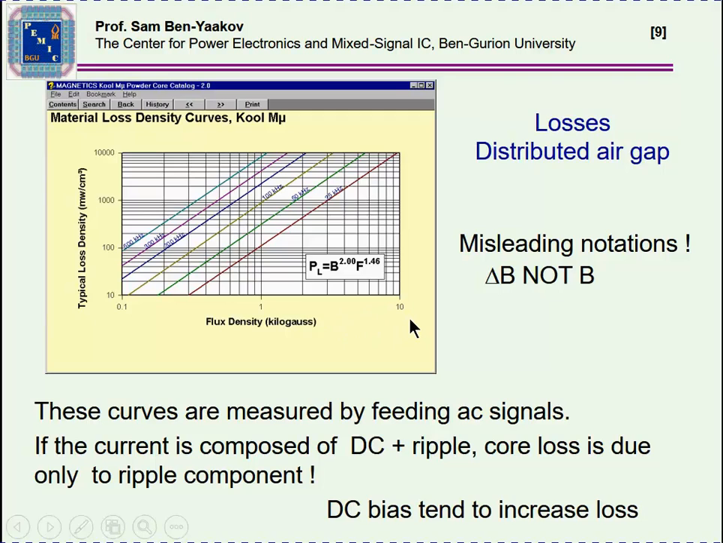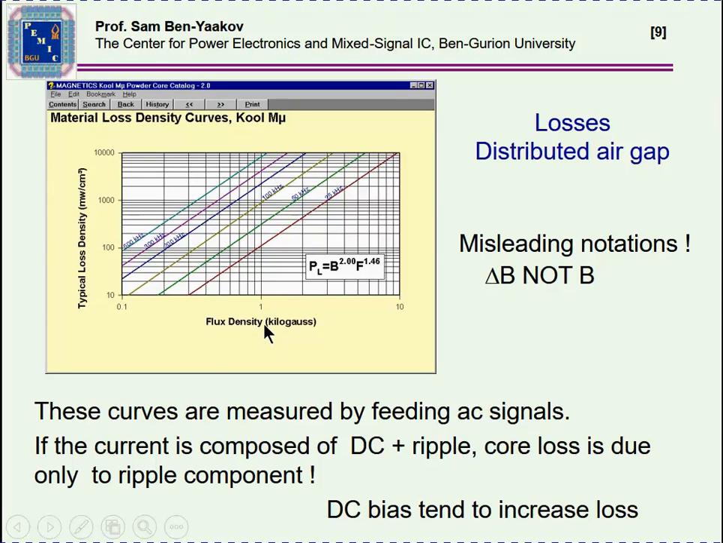Similar curves are given for all other types of material. This is, for example, for a powder core. This is a Coolmu of Magnetics. We see similar curves. Here's the experimental or curve fitting equation. Here it says flux density in kilogauss. Again, 10 kilogauss is 1 Tesla, so this will be up to 1 Tesla. Now, it says flux density, but this is incorrect. This is not flux density, it's delta B. This is deviation of flux density.